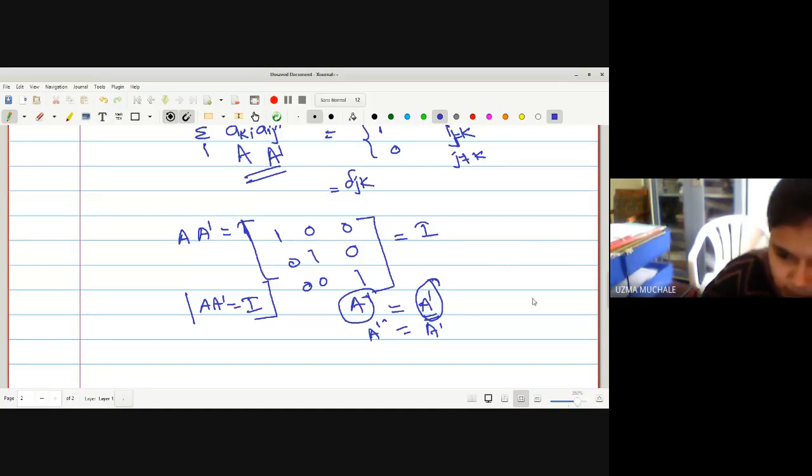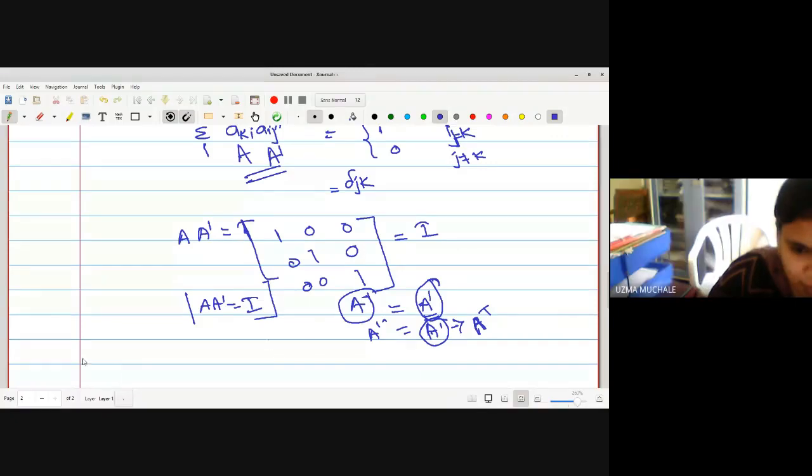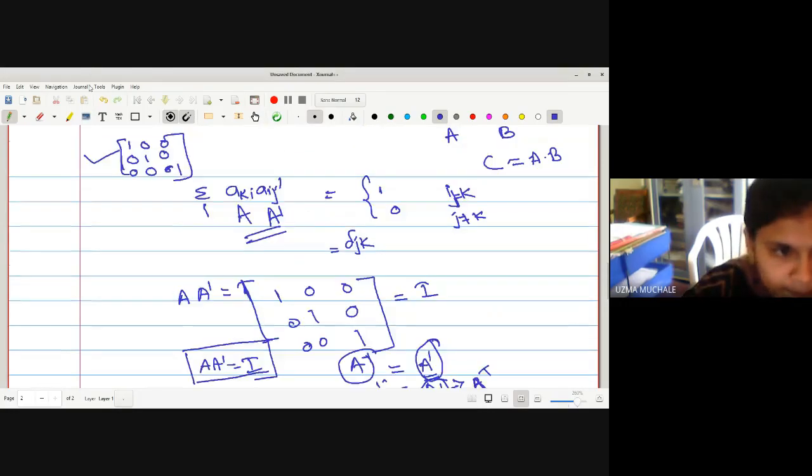Now in the next part we have to prove this A dash is nothing but the transpose of a matrix, that is A transpose. How to find the transpose of a matrix? By interchanging rows and columns, converting rows into columns. Okay. So in the next step, whatever we have proved, A into A dash is equal to identity, so we have written A inverse is equal to A dash. In the next step, we will prove this A dash is nothing but the transpose of a matrix.